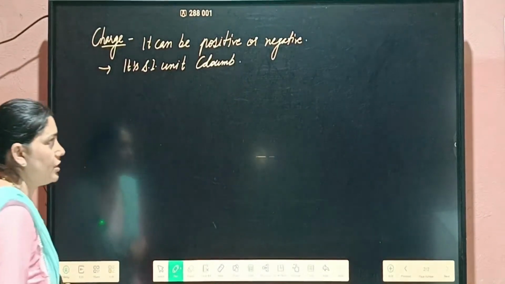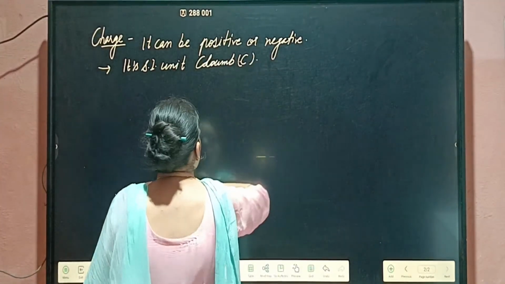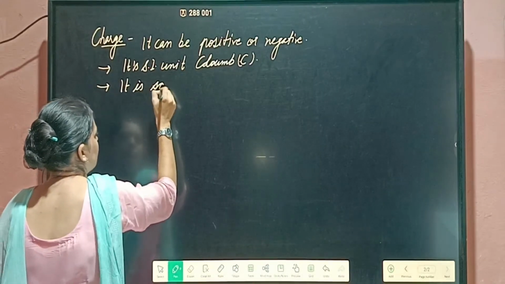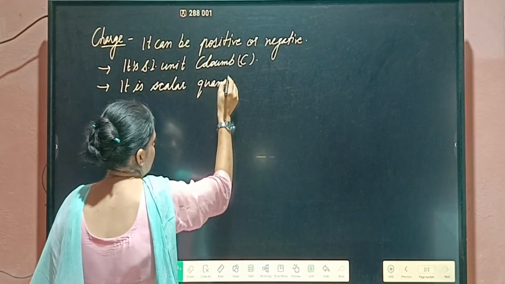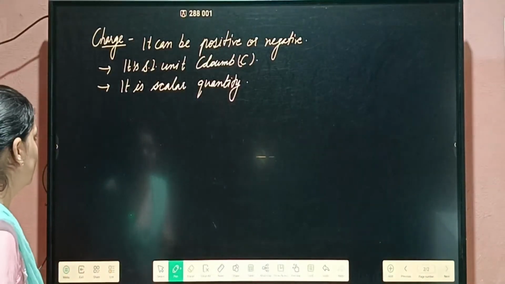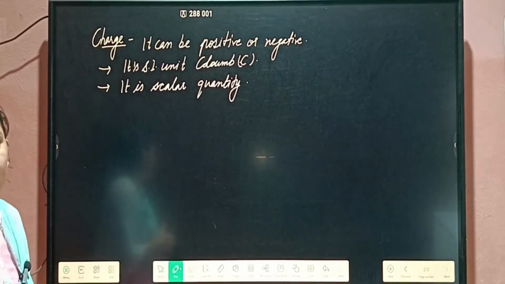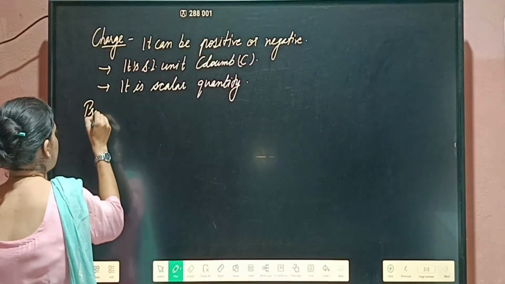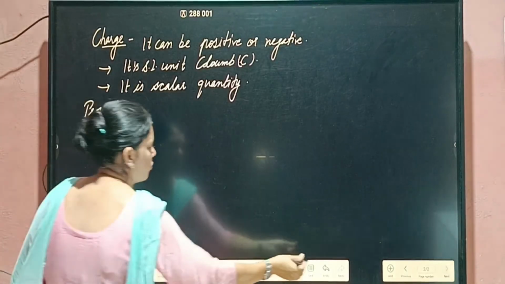Its SI unit is Coulomb; we measure it in Coulomb, C will be its unit. It is a scalar quantity. What kind of quantity is it? A scalar quantity. Those having magnitude but not having direction; only magnitude will be there, then we can call it a scalar quantity. So these are some properties of charge, which we will do now.